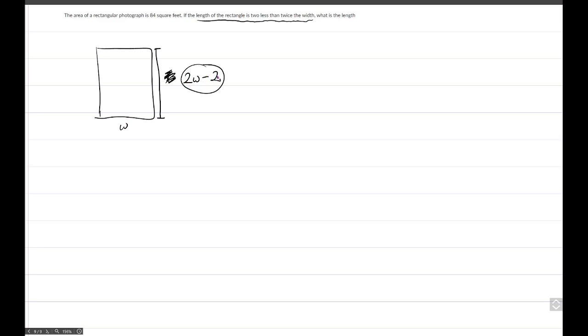So there's what's circled here, 2w minus 2 is a representation of the length, and w is a representation of the width. The area means we need to multiply those two things together, so we can take w, multiply that by 2w minus 2, and those two things multiplied together is supposed to be 84.